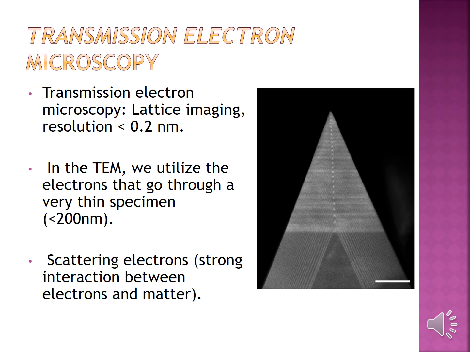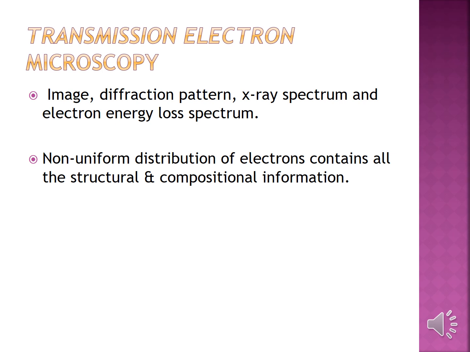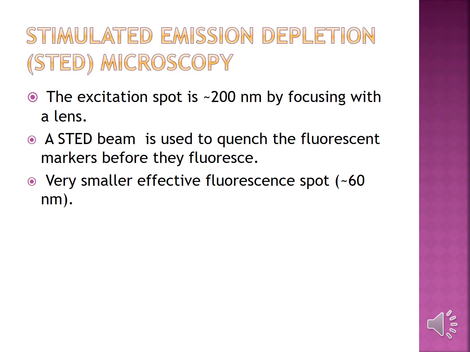Transmission electron microscopy. Transmission electron microscopy has a lattice imaging resolution of less than 0.2 nanometers. It utilizes electrons that go through a very thin specimen. Scattered electrons result from strong interactions between electrons and matter, and form images and diffraction patterns. An X-ray spectrometer and electron energy loss spectrum can be used. There is no uniform distribution of electrons, and it contains all the structures and components. The excitation spot is 200 nanometers. By focusing the lens, a spread beam is used to quench the fluorochrome marker before it fluoresces, giving a very small effective fluorescence spot of around 60 nanometers.